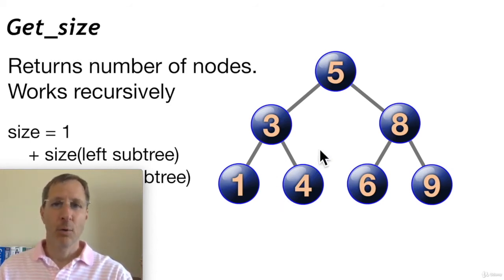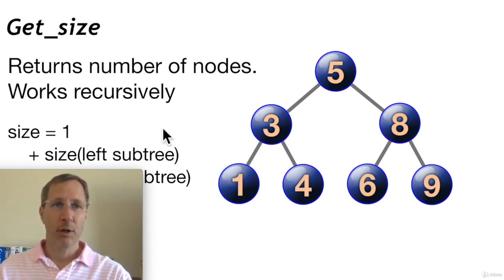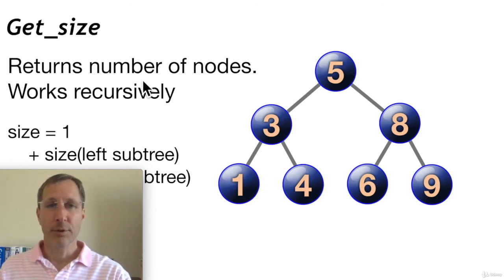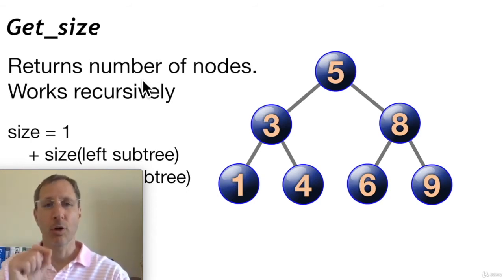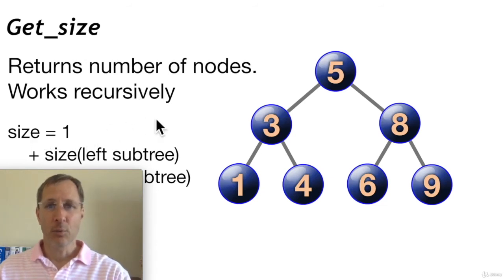Now getSize. Sometimes we may want to find out how many nodes are in a tree. This is a pretty easy operation. The getSize function returns the number of nodes, and it works by using recursion. Actually, most of the functions in trees are recursive. So find, delete, insert, we're doing it recursively because we continue to call the same function using the same parameter until we find the correct position to execute it. So getSize works the same way. The size is equal to 1 plus the size of the left subtree plus the size of the right subtree.